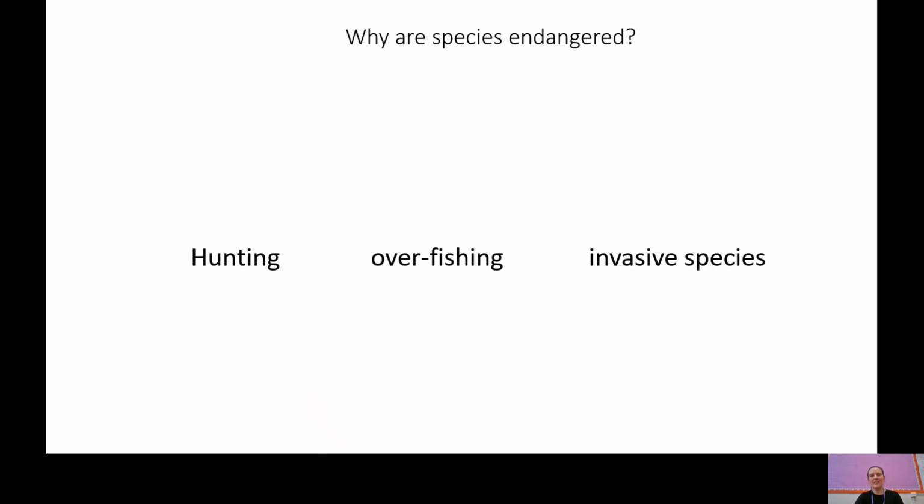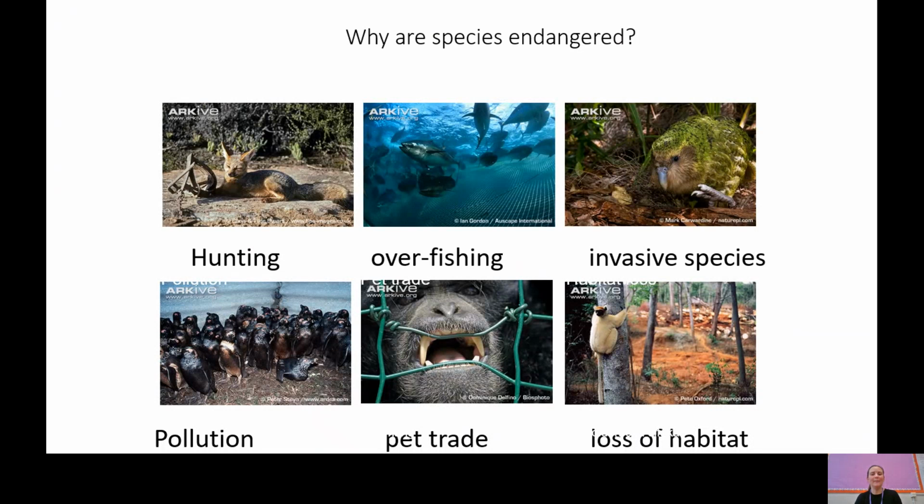So, there are 6 reasons why a species may be endangered. For some reason, only 3 of them have come up on my screen, but let's carry on and see what happens. So we've got hunting, which I think we discussed last time, overfishing in the sea, invasive species, we did not discuss that last time, loss of habitat, pollution, and also the pet trade. So those are the 6 that we are going to discuss today.